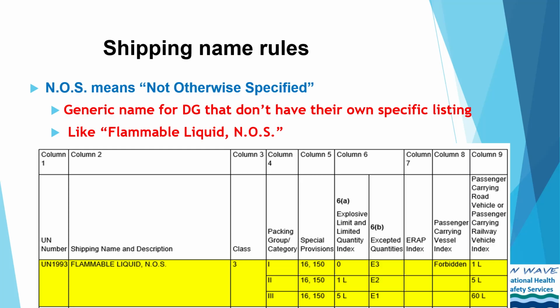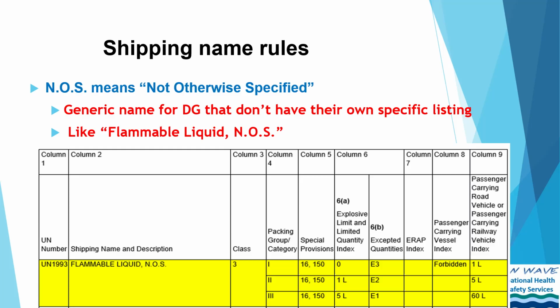As there are many more products and combinations of products than the regulations can possibly list, the regulations create groups of products with the same hazards. An example is flammable liquids. While the regulations do explicitly list gasoline, ethanol, and several other flammable liquids, that leaves tens of thousands unlisted.